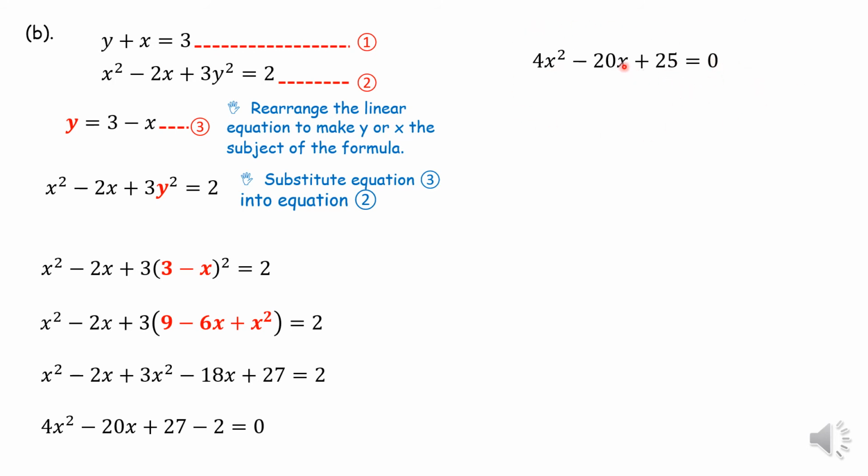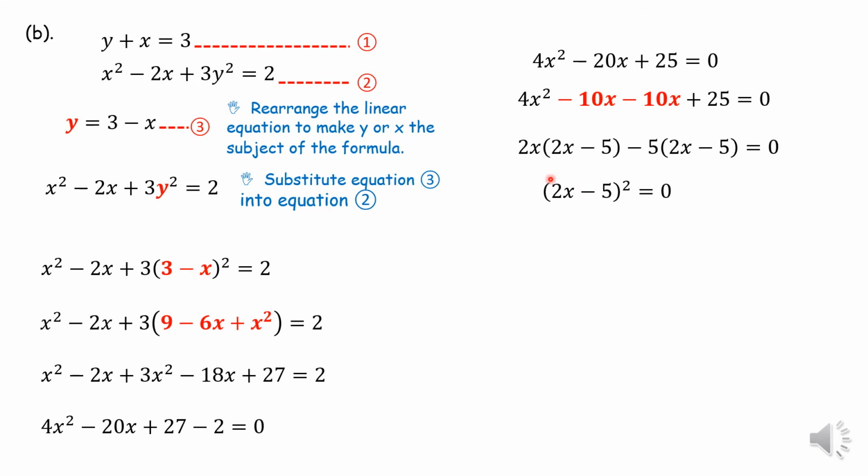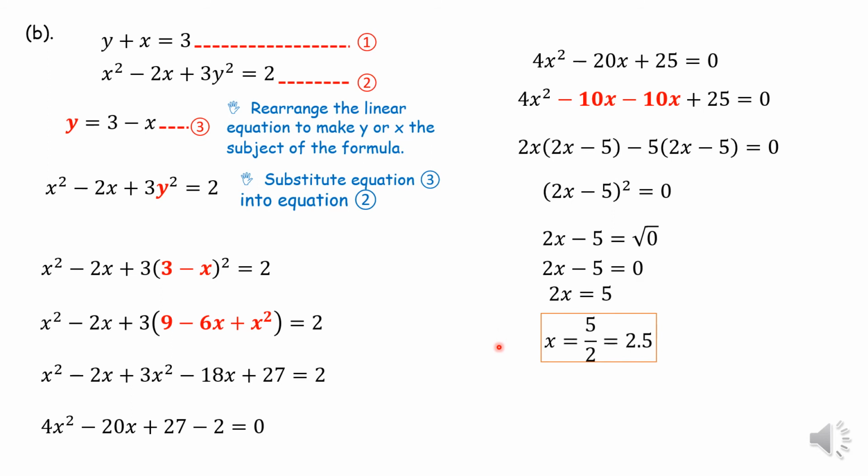Now to factorize, the two numbers I'm looking for multiply to give 100, 4 times 25, and when added give negative 20. The numbers happen to be negative 10 and negative 10. If I take out common factors and factorize by grouping, I will have repeated factors, 2x minus 5, 2x minus 5. So I just write it once. Remove that square by taking the square root of 0, and you solve this, then x equals 2.5. So now x is 2.5, and I can find my respective value of y by substituting into the equation. y equals 3 minus 2.5, so my solution is 2.5 for x and 0.5 for y.